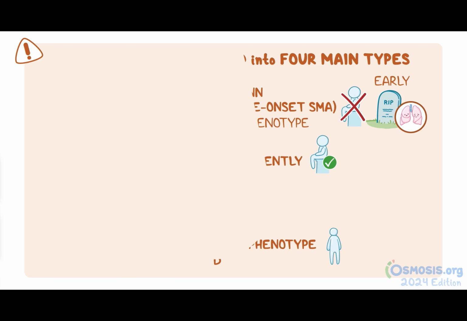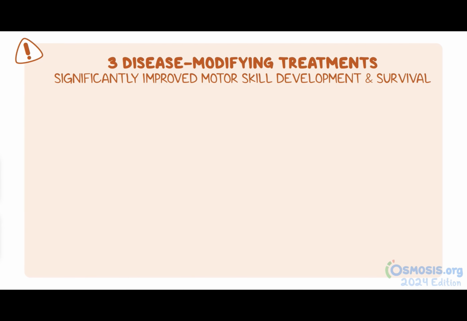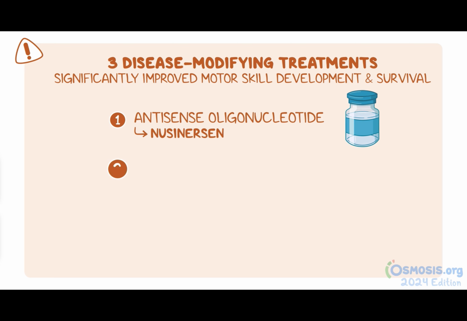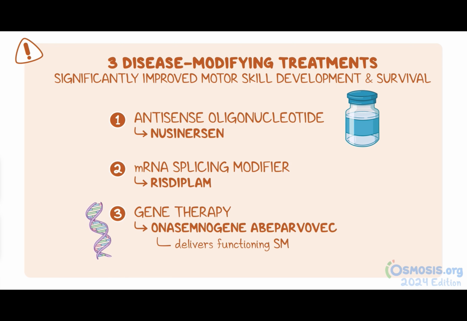As far as management goes, there are 3 disease-modifying treatments that have significantly improved motor skill development and survival. These include the antisense oligonucleotide called nusinersen, the mRNA splicing modifier called risdiplam, and the gene therapy onasimnogene abeparvovec, which delivers a copy of the functioning SMN1 gene.